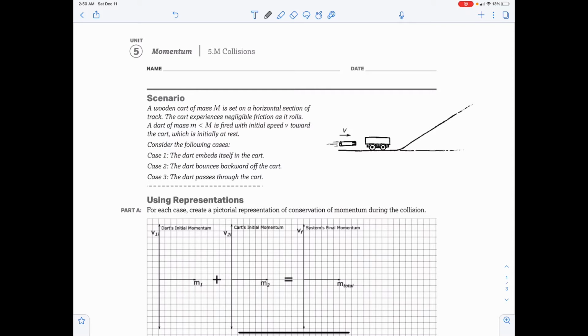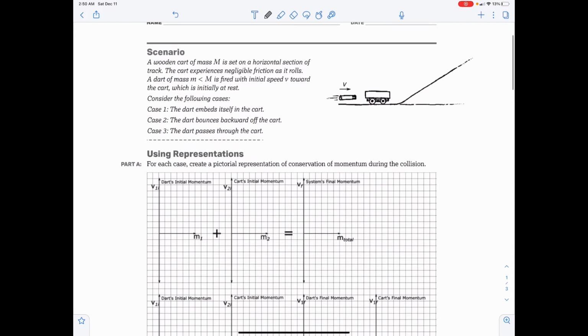Consider the following cases. Case 1, the dart embeds itself in the cart. Case 2, the dart hits the cart and bounces backward. And then case 3, the dart passes completely through the cart. Part A, for each case, create a pictorial representation of conservation of momentum during the collision. So you can see we're going to create a velocity-mass graph to represent momentum.